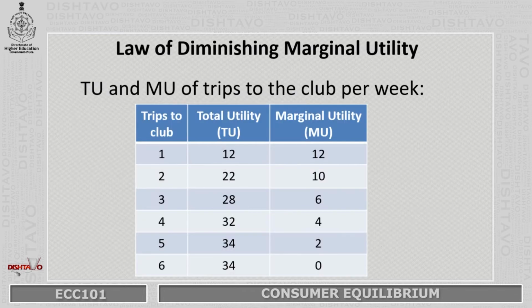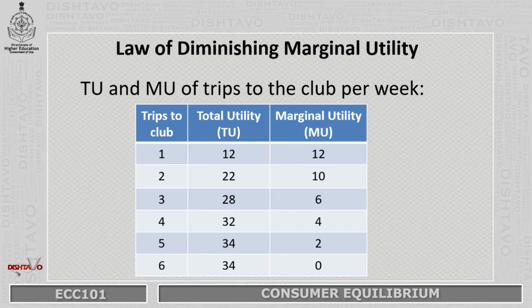Now here I have a table. Look at the table: total utility from trips to the club. Let us say a person called Mr. Frank, or you can take any name. He wants to go to the club and there are 6 options given to him: 1, 2, 3, 4, 5 and 6. His total utility is given in the second column: 12, 22, and so on.